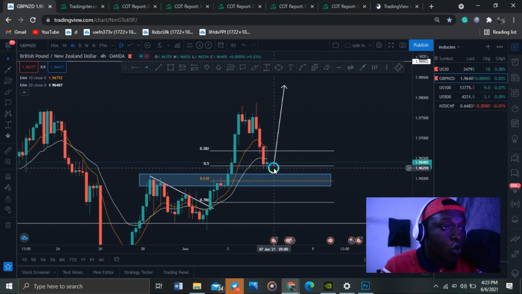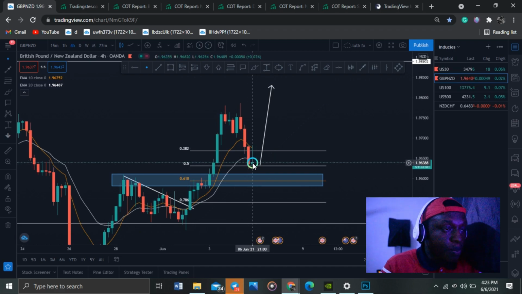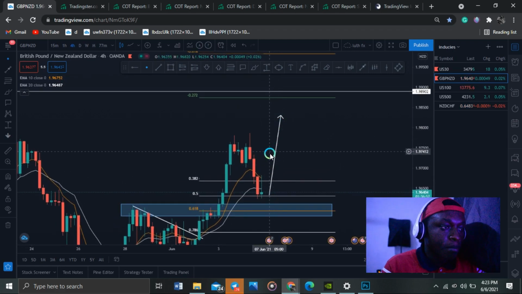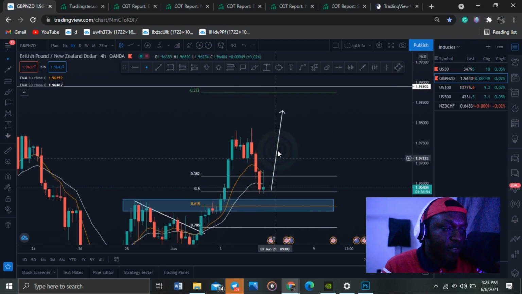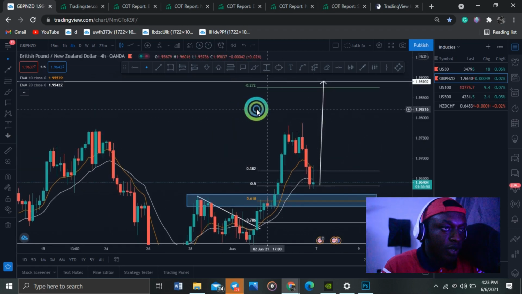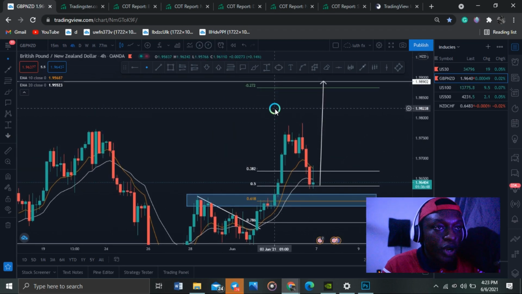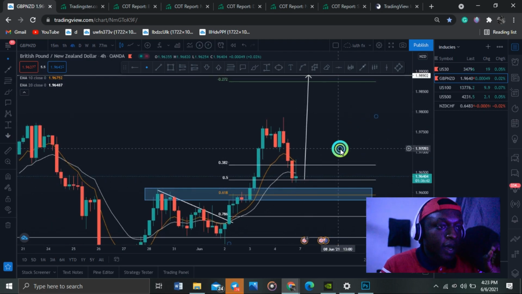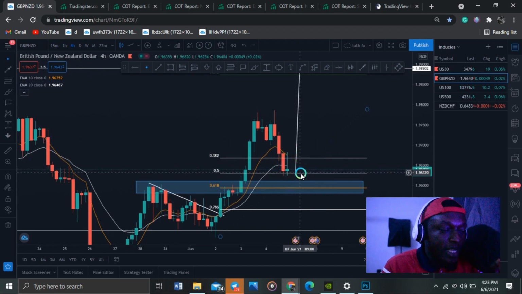But if the 4 hour candle closes with this pin bar, then there's a high possibility that price might reject on the 0.5 Fibonacci level and push all the way to hit our target. Our target is 1.98902. That's our take profit level. So if the 4 hour candle should close with this pin bar, it might reject all the way to the upside.